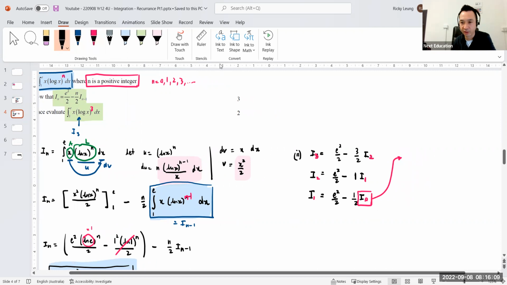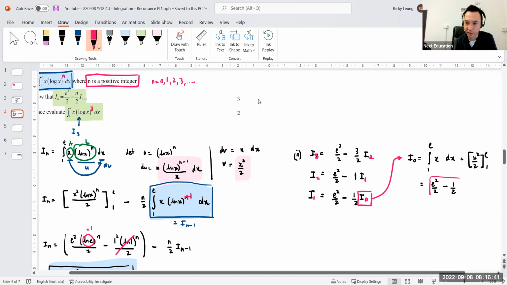Off to the side, get the value for I0 by subbing in the limits and subbing in the 0 into the integral. So x times ln to the power of 0, that's just x, right? And in this case, guys, x squared on 2, then e to 1, so therefore it's e squared on 2 minus 1 on 2, right? And then what do I do? Once I get that value for the pink, I repopulate to work back up to I3.